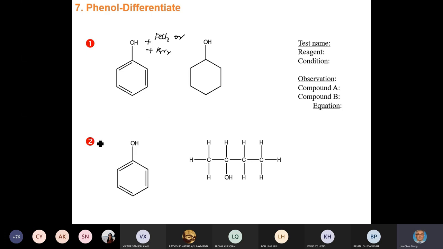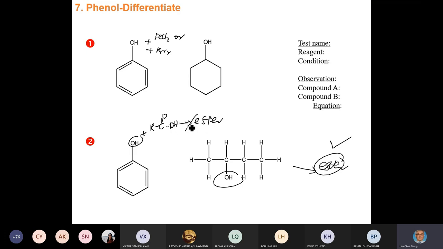Okay, number two, let's say for this compound, you say, Sir, this alcohol, can I use it to form ester? I say, yes. How do you indicate the presence of ester? You just take the smell of the product. It's a fruity smell that shows the presence of the ester. You get it? But how about this one? Mr. Lim, this alcohol can react with the carboxylic acid, then afterwards form ester, correct or not?